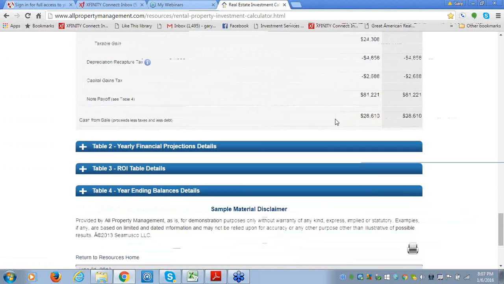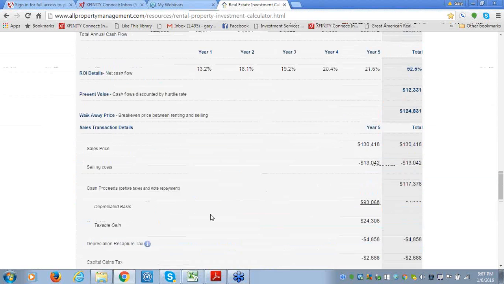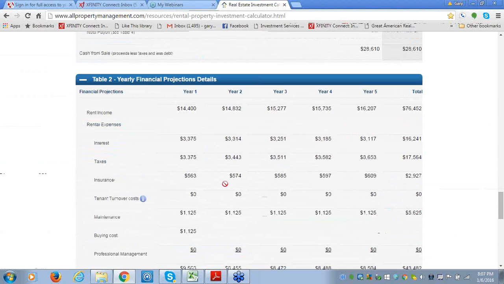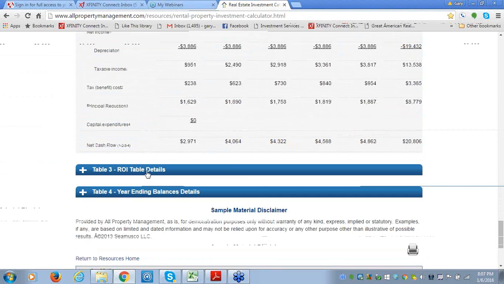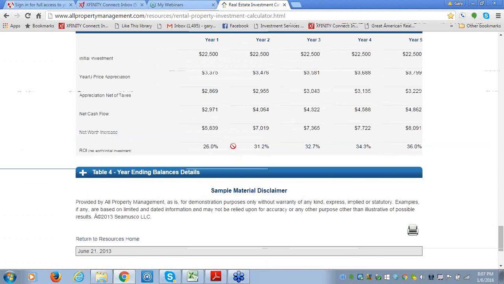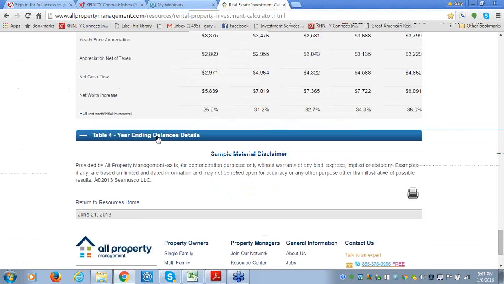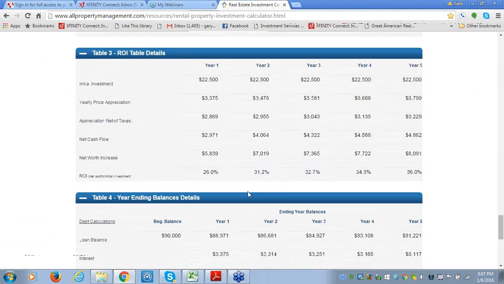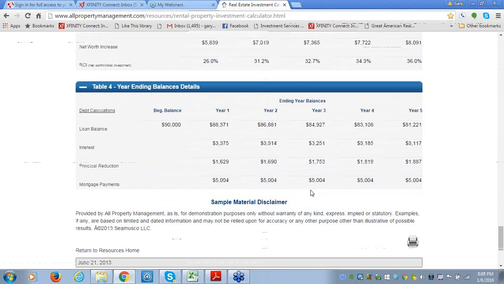I mean, look at all the stuff that this gives you. Look, there's more. You can click on yearly financial projections. You can click on return on investment ROI tables, table details, and year-ending balance details. All this is available to you at your fingertips. And if you don't know what all this stuff is, then what you want to do is actually practice, guys. Practice makes perfect, all right?